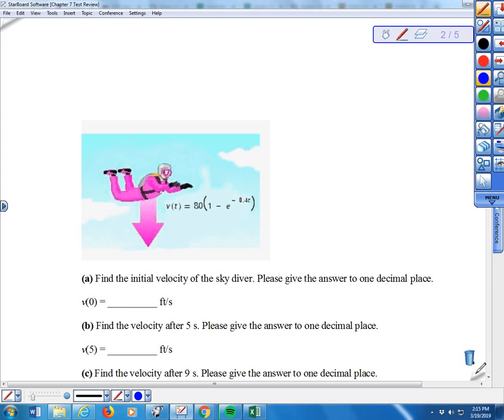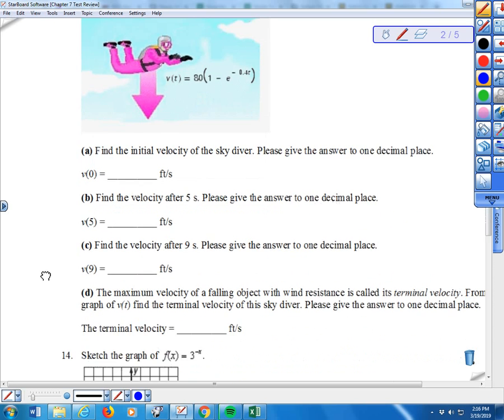The first question, find the initial velocity of the skydiver. So that would be t equals 0. So I'm going to plug in 0 for t. E to the 0 is 1. 1 minus 1 is 0 times 80 is 0. So the initial speed is 0. The velocity after 5 seconds, I just put in 5 for t and then plug it in the calculator. The velocity after 9 seconds, again, same thing.